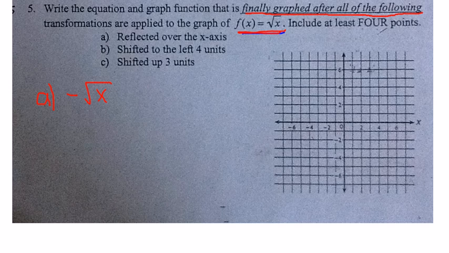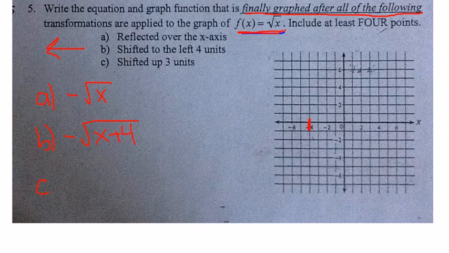For b, I want to shift it 4 units to the left. So if we think about that, we need -4, which is this guy over here, to be what makes me square root 0. So I go minus root x plus 4. So that's going to take that graph and move it 4 units to the left.